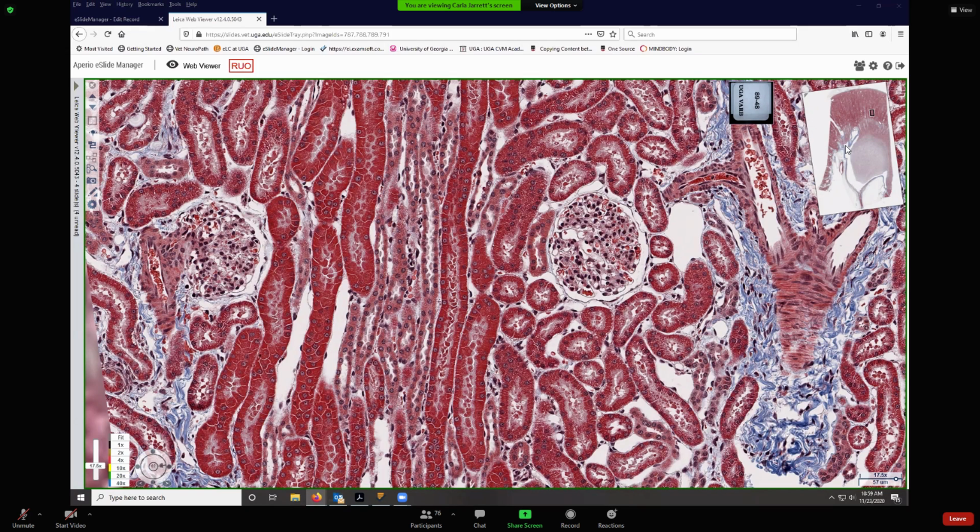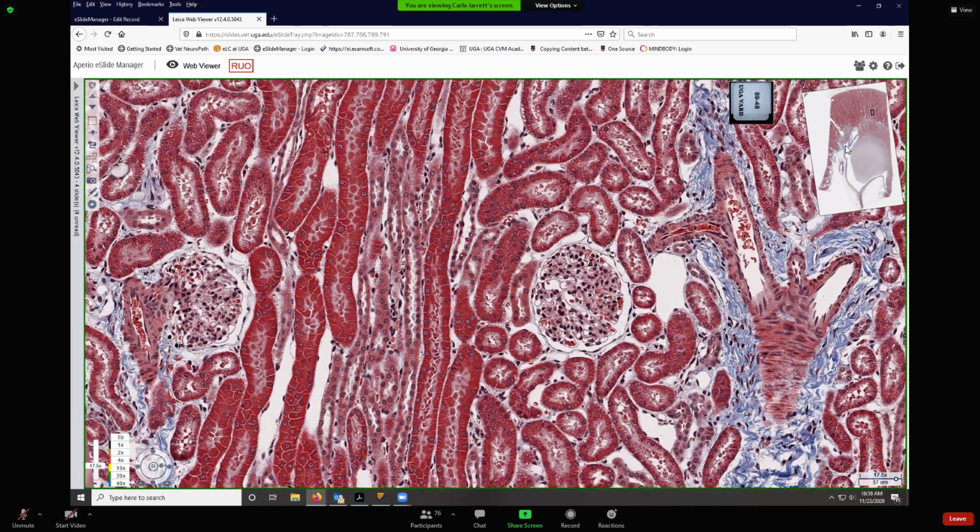Okay, any questions about those blood supply questions? Okay, did I finish that though? The efferent arteriole gives rise to those peritubular capillaries.